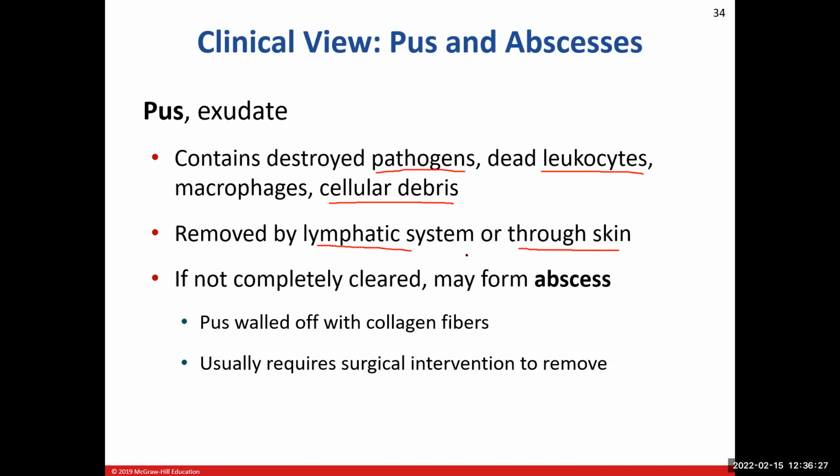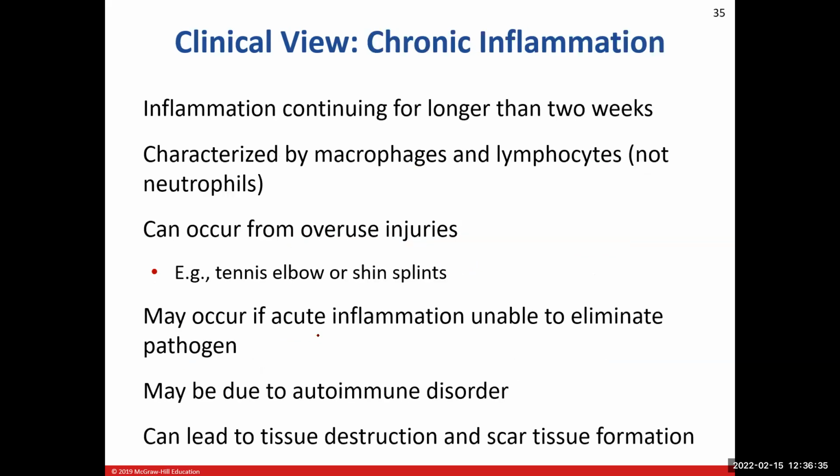And basically, it's the body just saying, I'm going to kind of wall off that pus with collagen. And in some cases, we just need the removal of that collagen and pus through surgical intervention. So what's the deal with chronic inflammation?